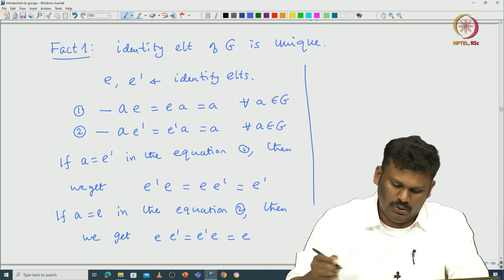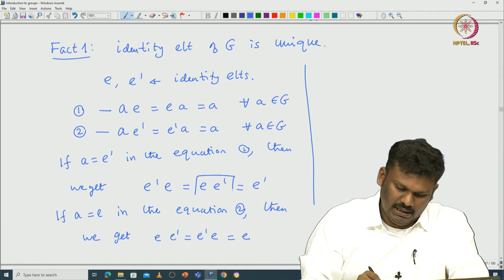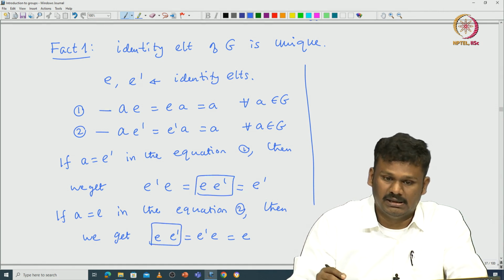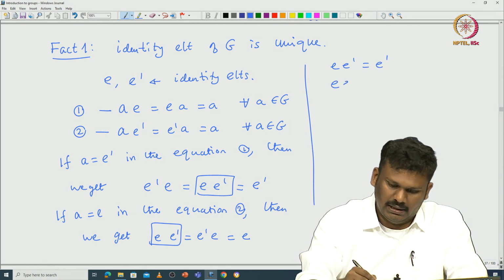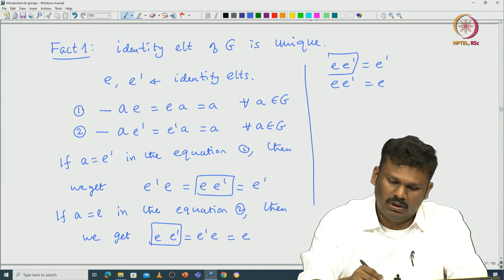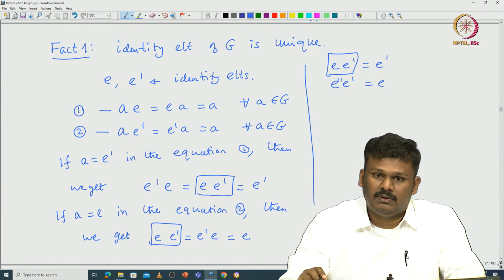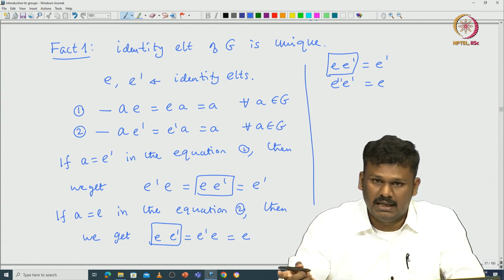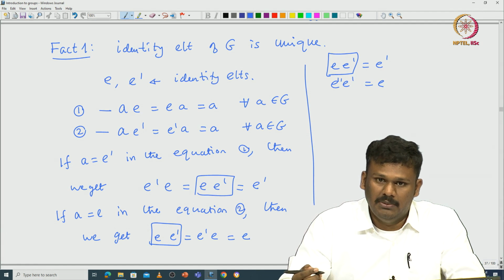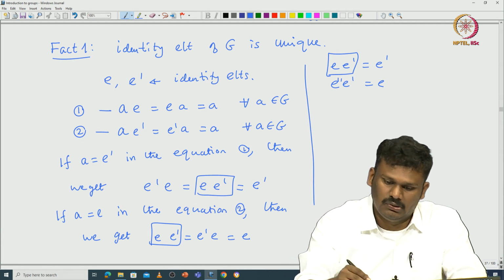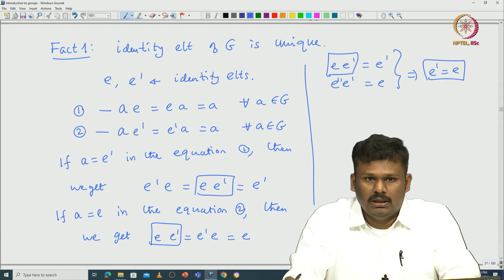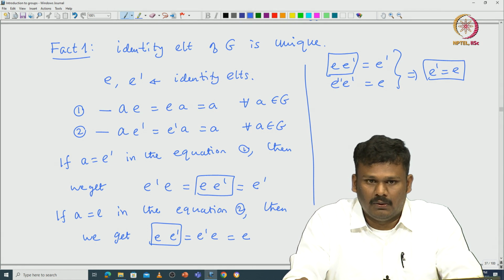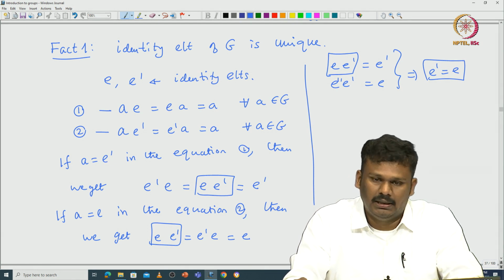So now if you put them together, E dash is appearing in both places. So on one hand you are getting E dash, on the other hand you are getting E. Because these two must be the same, that comes from the definition of the function. Given E dash E, the element that is associated with it must be unique. So that tells you that this E dash must be equal to E. So this proves that if you have two identity elements, they must be the same. So that means the identity element of G is unique.